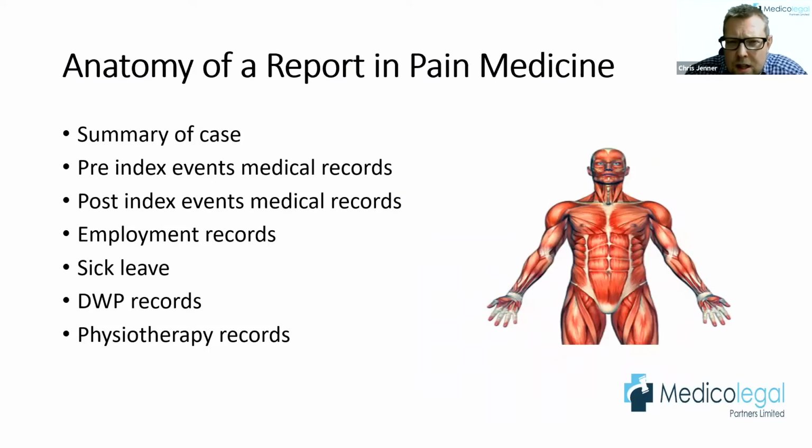So let's look at the anatomy of a report in pain medicine. We start off with a summary of the case, usually provided by the legal team. I do a detailed pre-index events medical records summary, and then the same for the post-index events. If there are any employment records, we look through those, any information about sick leave, DWP records, again, if they're available, and physiotherapy records. And essentially, these are all put in chronological order.